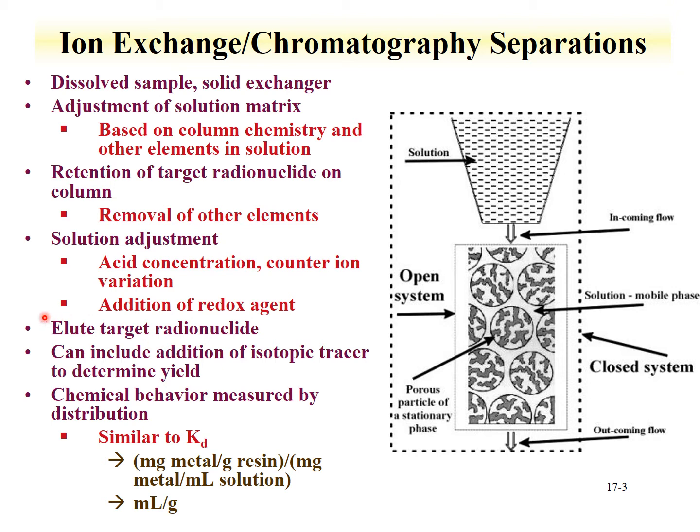Often you elute your target radionuclide from a different condition than the initial addition of the radionuclide to the column. Again, this condition can either be the change of the redox state of that radionuclide or a variation of the acid concentration. You can include an addition of an isotopic tracer to determine yield. In other words, a different isotope of the same element than the one that you are performing the separation on. And the chemical behavior of your metal ion on the column is measured by distribution.